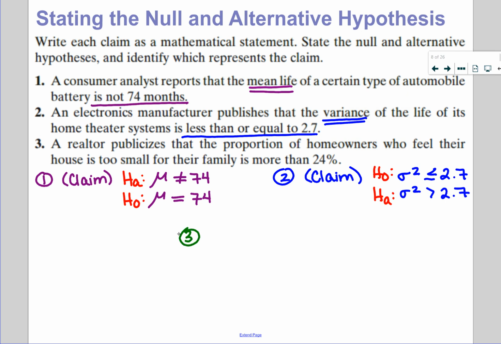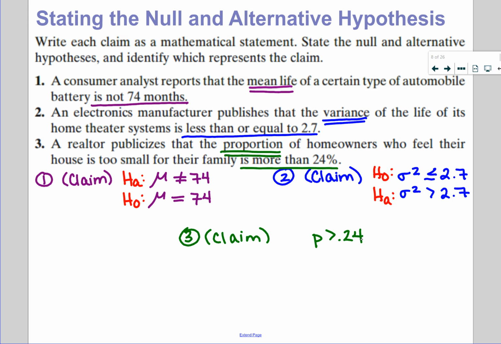The claim is that a realtor publicizes the proportion, that's my population parameter, of homeowners who feel their house is too small is more than 24%. So my claim is that my proportion P is more than, greater than 24%. We're going to use a decimal, 0.24.